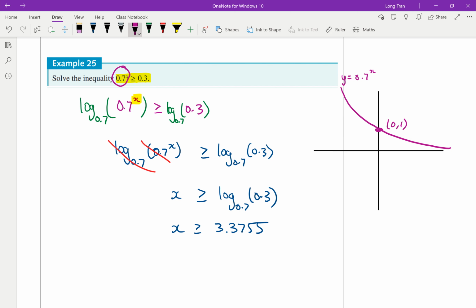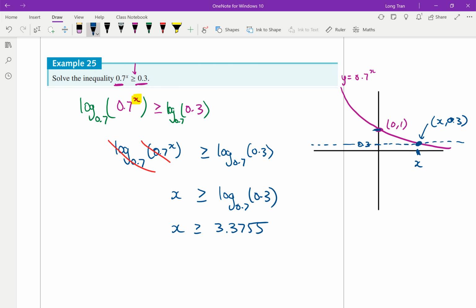Now, what is the question asking? They want you to find out when this graph is greater than or equal to 0.3. If this is where 1 is, then 0.3 is about here. So if I draw a dotted line just so that we can guess where it is, that's where 0.3 is. So at this point, what x value will give you the y value of 0.3? That's essentially what you're trying to figure out.